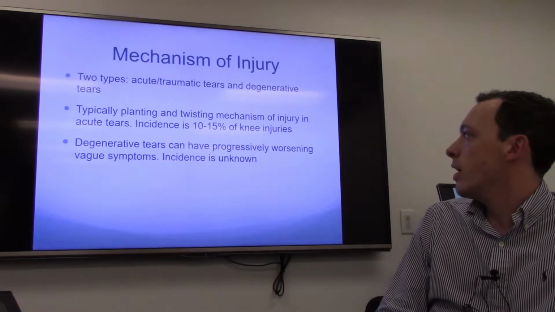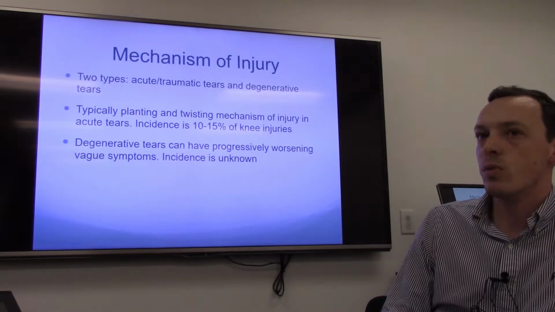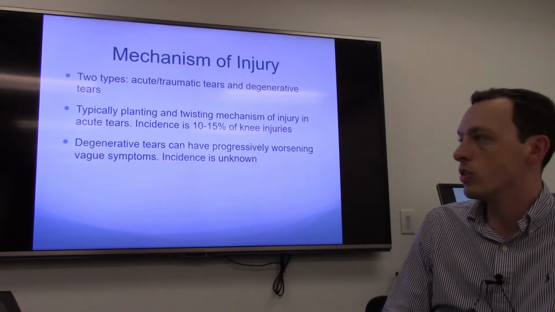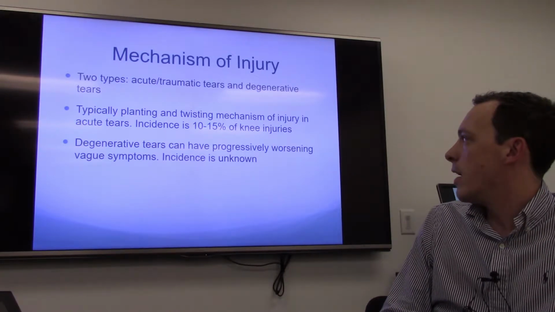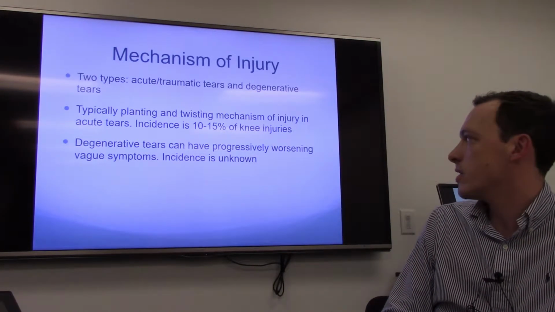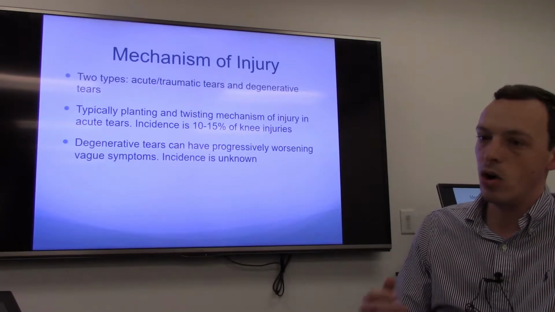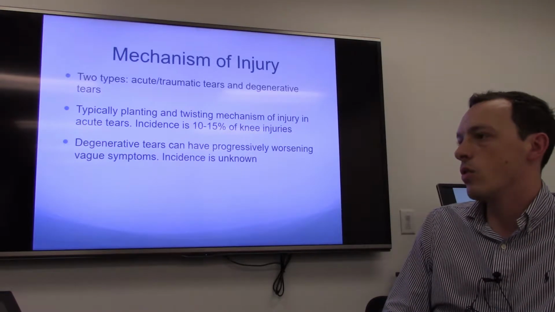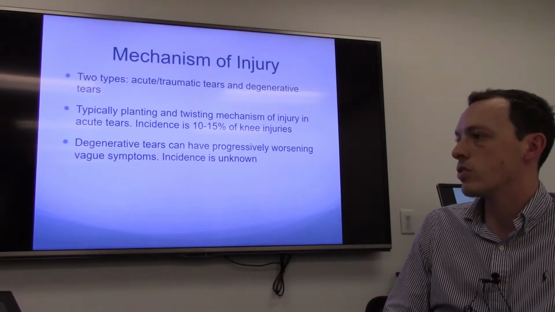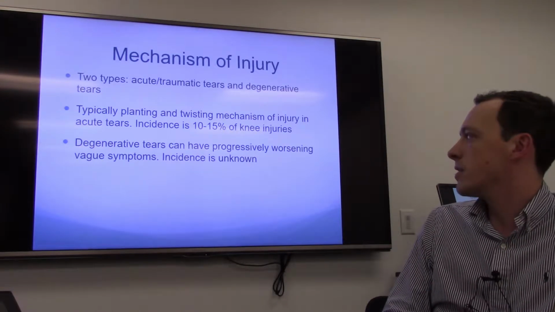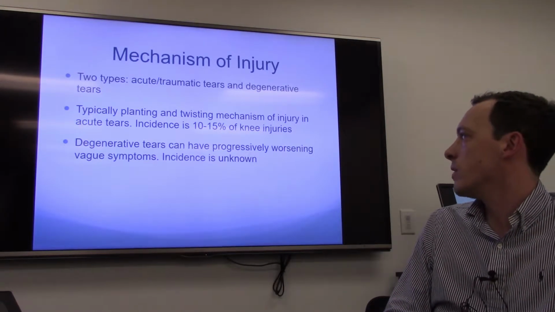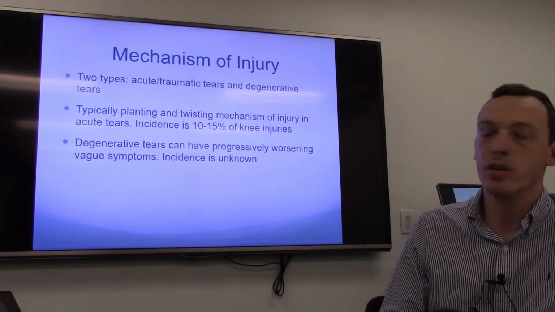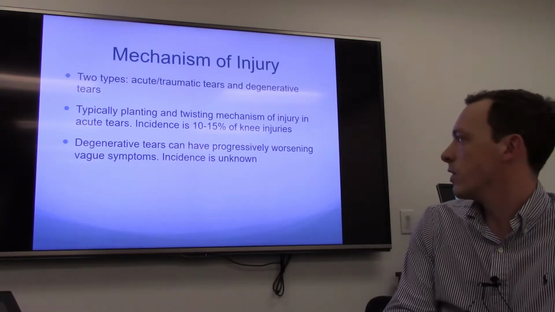There are two divisions to the mechanisms of injury: acute traumatic tears and degenerative tears. With the traumatic tears, it's typically a planting and twisting mechanism of injury, and the incidence in studies has been reported around 10 to 15% of all knee injuries that come into a clinic. The degenerative tears happen over time, and those have more vague symptoms, so patients can describe a vague pain, discomfort, maybe some mechanical symptoms as well. It's really difficult to estimate the incidence of these because of the association with osteoarthritis and no clear mechanism of injury. So those can definitely be more difficult to diagnose.